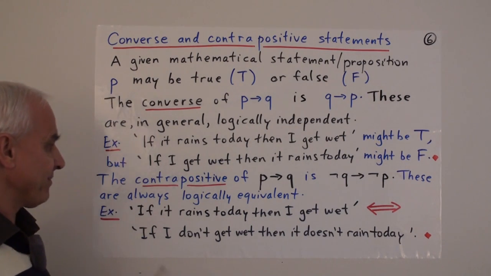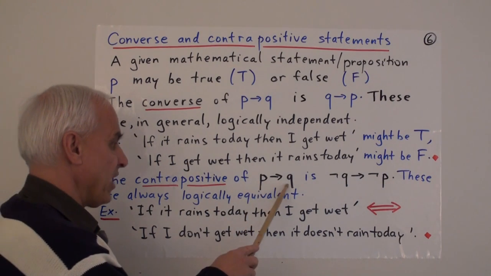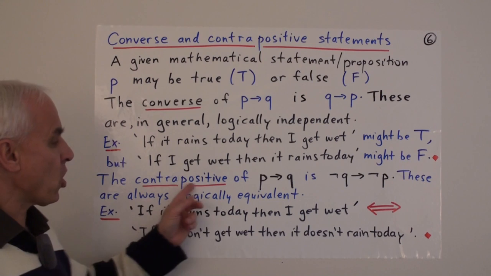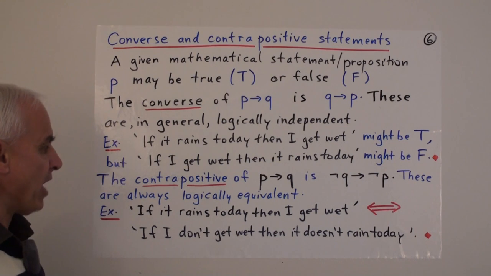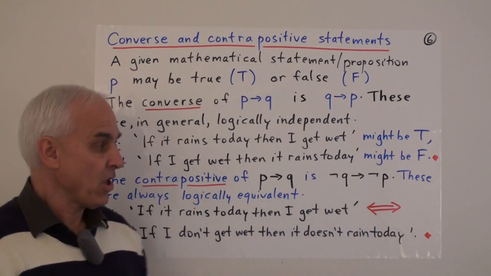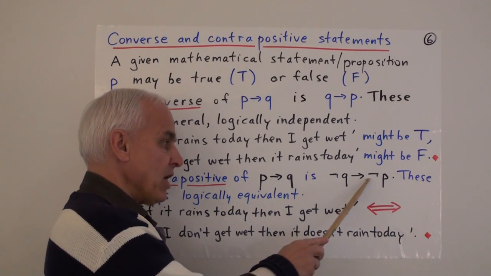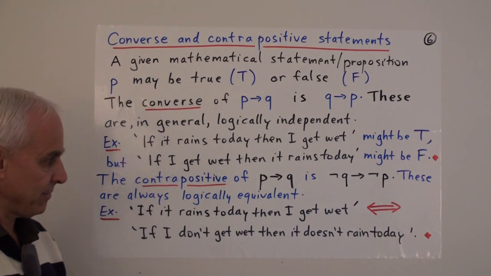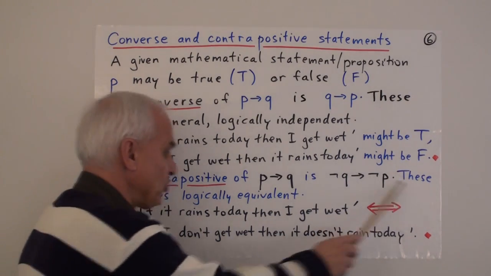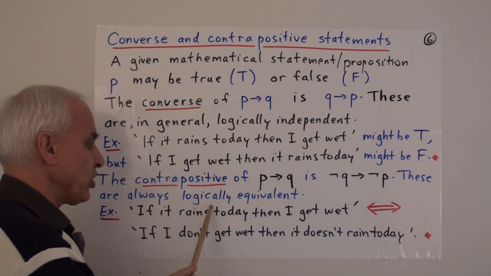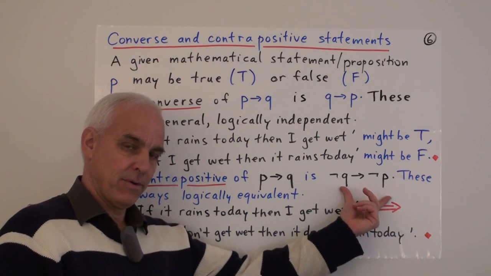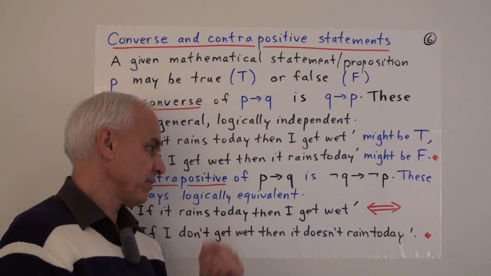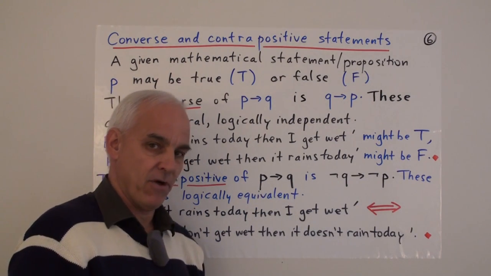Another way of getting a related statement to the implication P implies Q is to take the contrapositive. That's a longer word. The contrapositive of this statement P implies Q is this statement: not Q implies not P. Now, these two statements are always logically equivalent. If this one is true, then this one is true. If this one is true, then this one is true. Or if this one is false, then this one has to be false, and vice versa.